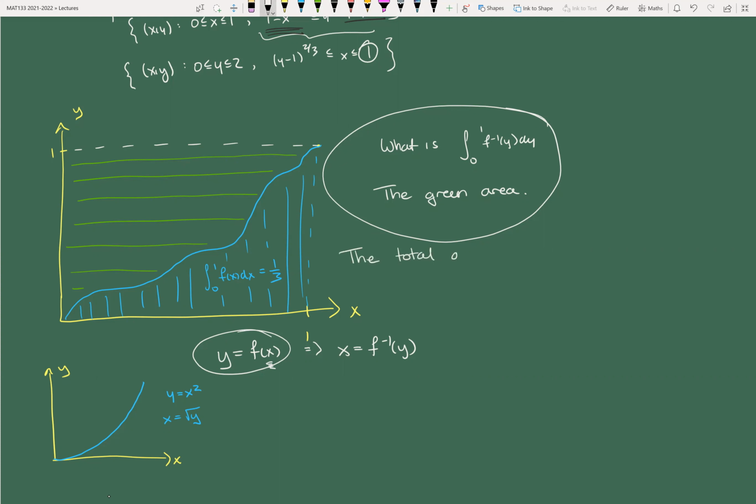So the total area of the rectangle is 1. And the blue area is 1/3. So that must mean the green area is everything left. So the green area is 2/3. Yeah, it's not too bad, right?